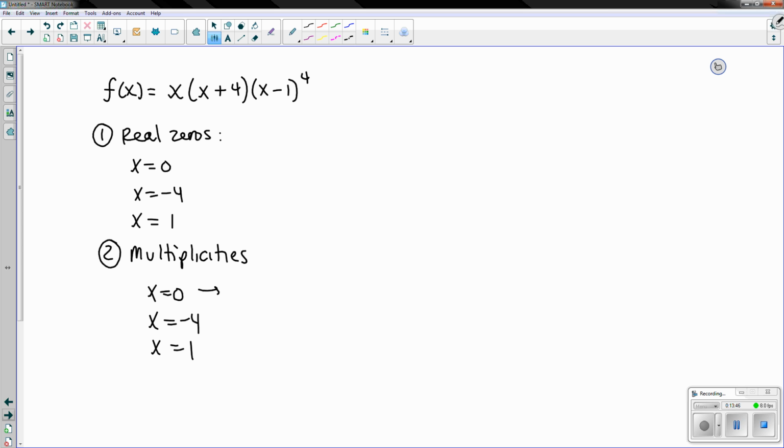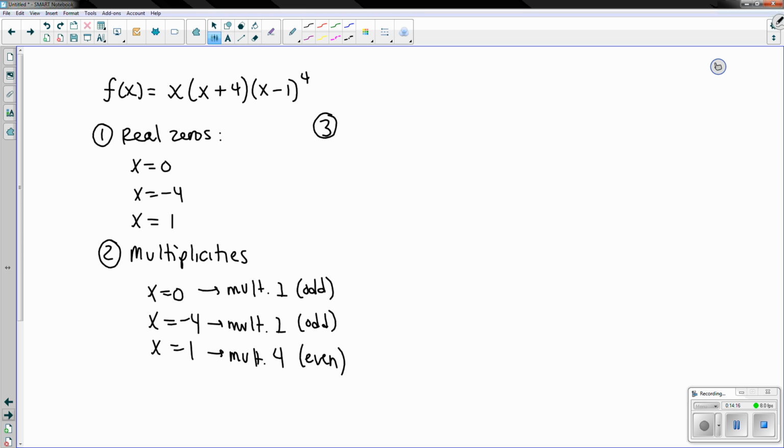0 has multiplicity 1. Negative 4 has multiplicity 1. And then 1 has multiplicity 4. Because again, if we did that expansion out into a fully factored form without any exponents other than 1, we would see x minus 1 occurs 4 times. So when I solve that 4 times, I would get x equals 1 4 times. So let's make a note, odd multiplicity, because that's what we care about ultimately, odd, and then even multiplicity.